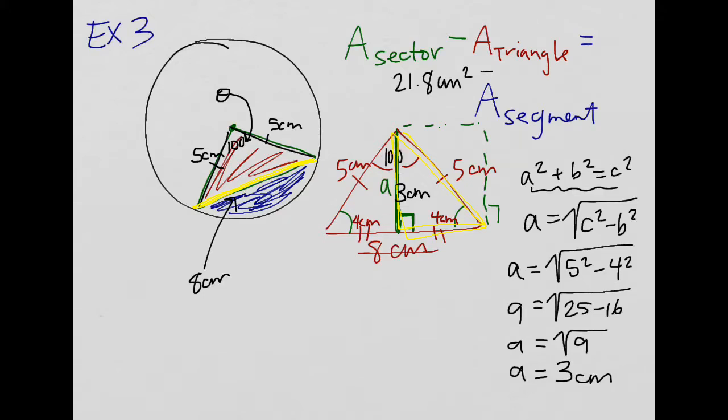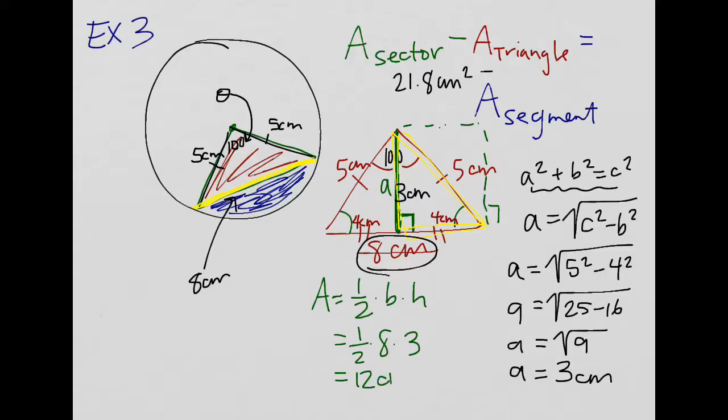Okay, now I need this 8 centimeters back because now I'm finding the area of this whole triangle. And the area of a triangle is equal to 1/2 times its base times its height. The height being perpendicular, that's why we went through all of that to find 3. So 1/2 times 8 times 3 gives me 12 centimeters squared. Half times 8 is 4, times 3 is 12.